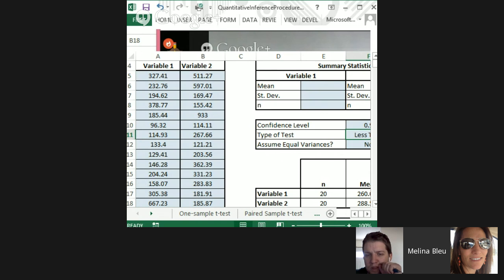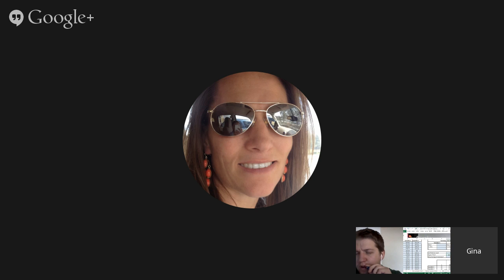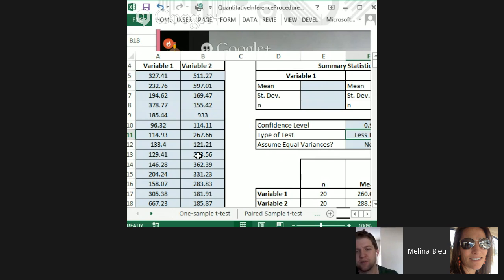P-value is different. P-value is 0.333. Is that right? Yeah, that's what I got. Was our test statistic still negative 0.434? Yes, that's what I'm showing anyway. Okay. It's just the p-value that changed, but it's still greater than 0.10, so it still failed to reject.